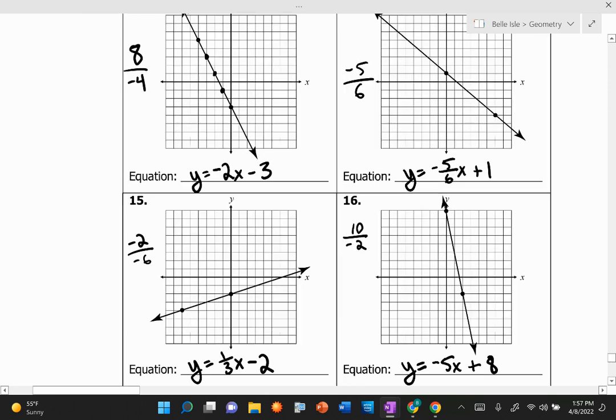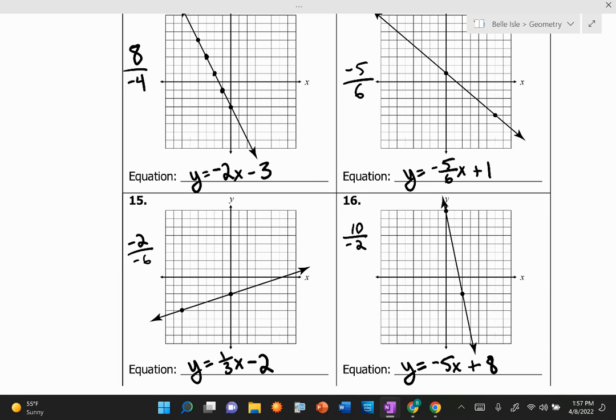Anybody still need 13 through 16? Okay. We are going to flip over to the standard form notes. Go ahead and get those out in front of you if you're done checking yourself on these. Number 5 of the homework, it's 2x minus 6y. Do we divide by 2 or just subtract 2x? Subtract 2x.